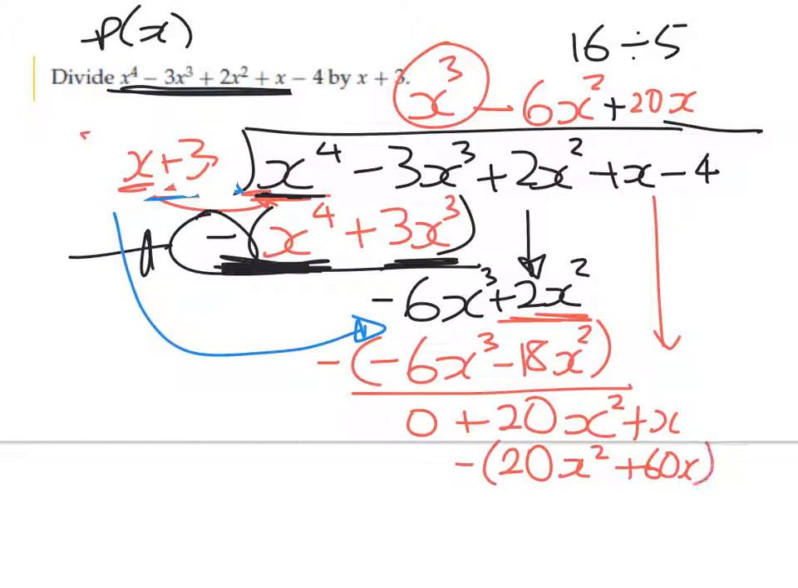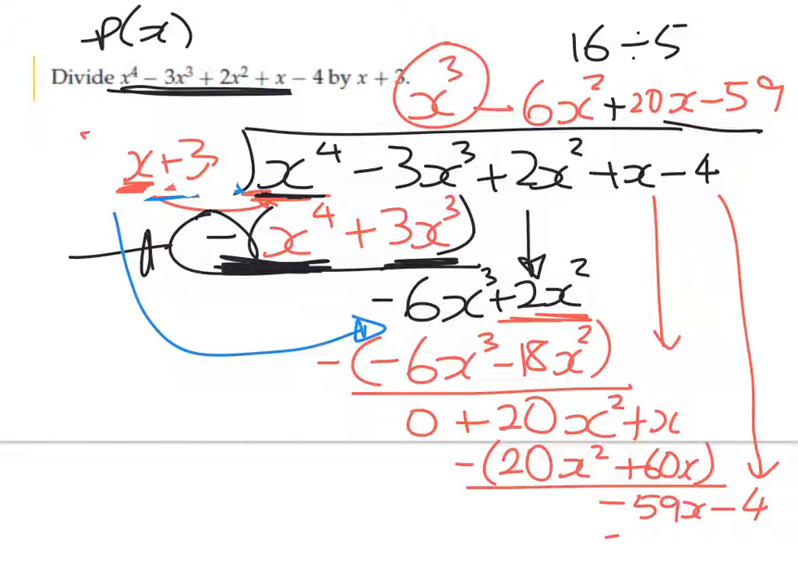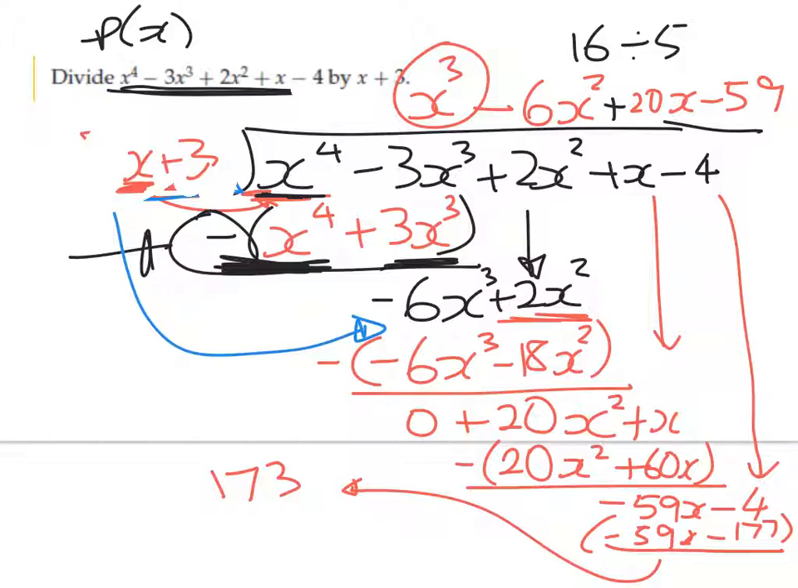Right, subtract all of that, and we get negative 59x. We bring down the 4. Right, so what times x will give me negative 59x? It's going to be minus 59. We get the very unpleasant negative 59x minus 177. So that leaves me, and I've run out of space, that leaves me with a remainder under here of negative 4 plus 177, with a remainder of 173.